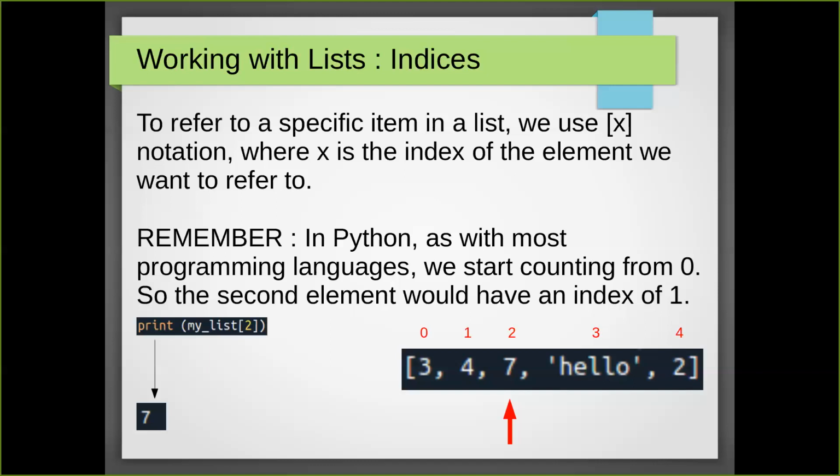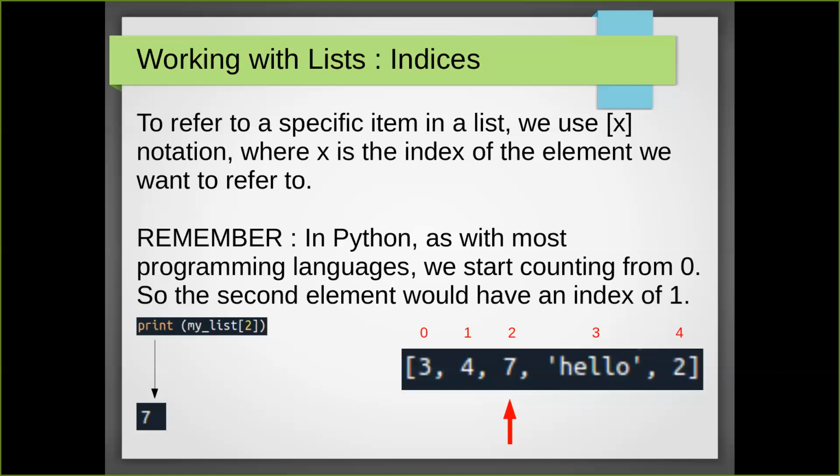So if I want to refer to the first element of the list, that has an index of 0. If I want to refer to the third element of a list, that has a value of 2. We start from 0.